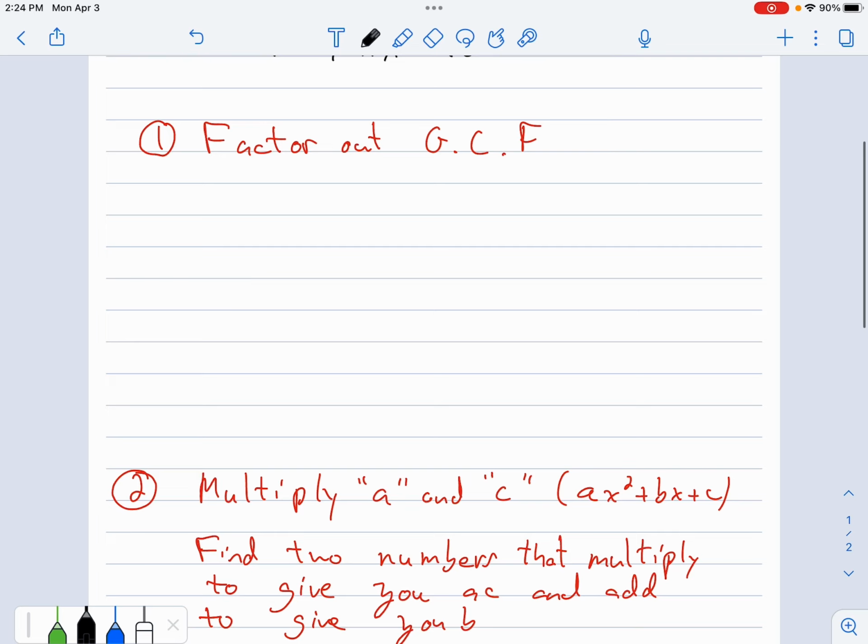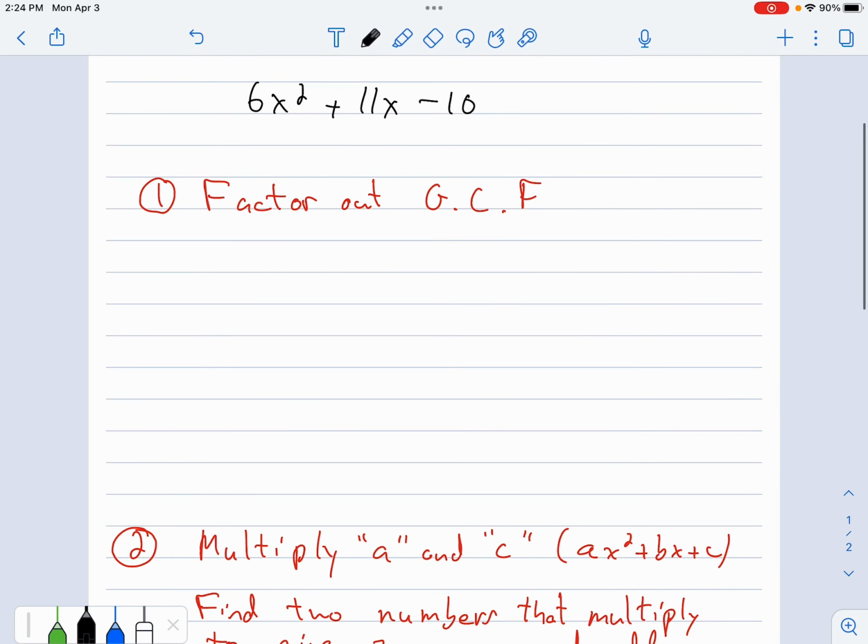Okay, once you've done that, take a look at the polynomial. The important thing here is that the polynomial has a coefficient that is not 1 for x squared. The coefficient of x squared here is 6. When that happens, we have a particular way of factoring these polynomials. It's called the AC method.